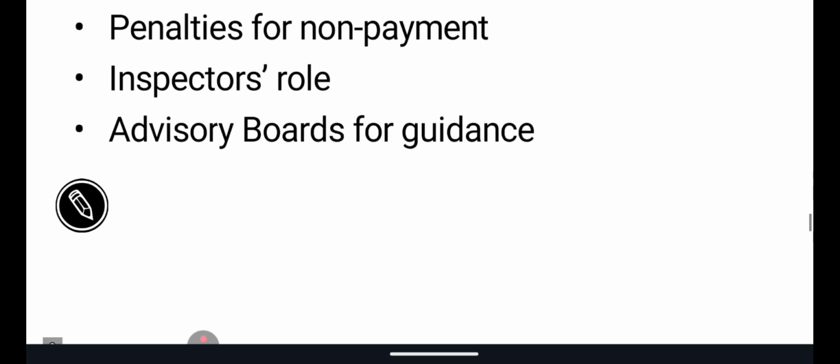Inspector rules. There should be inspector rules, meaning the inspector has to look over the regular activities being done in the factory, whether they are done in the right way or not. All right. Advisory board for guidance. Boards for guidance means the managing director board. There should be a kind of board: safety board, regulating board, trade union board. Any kind of board has to be there for guidance.